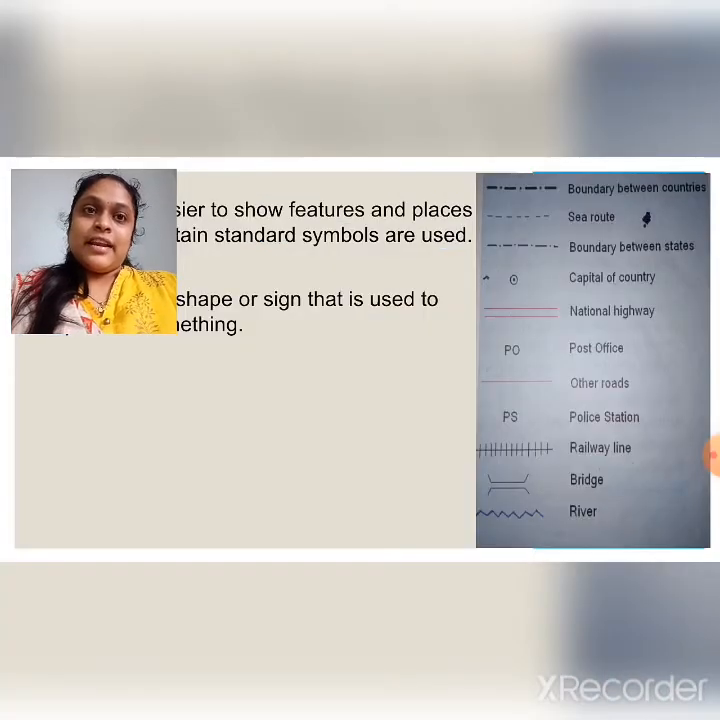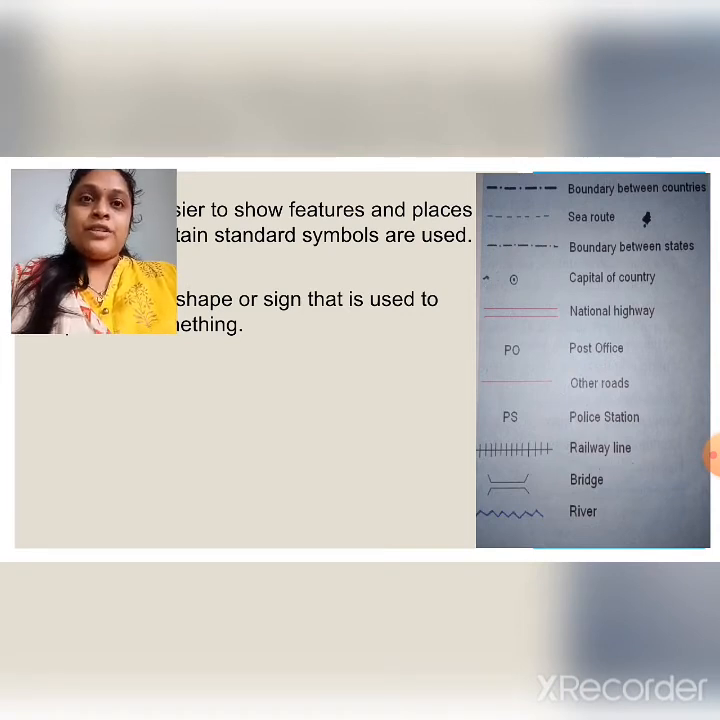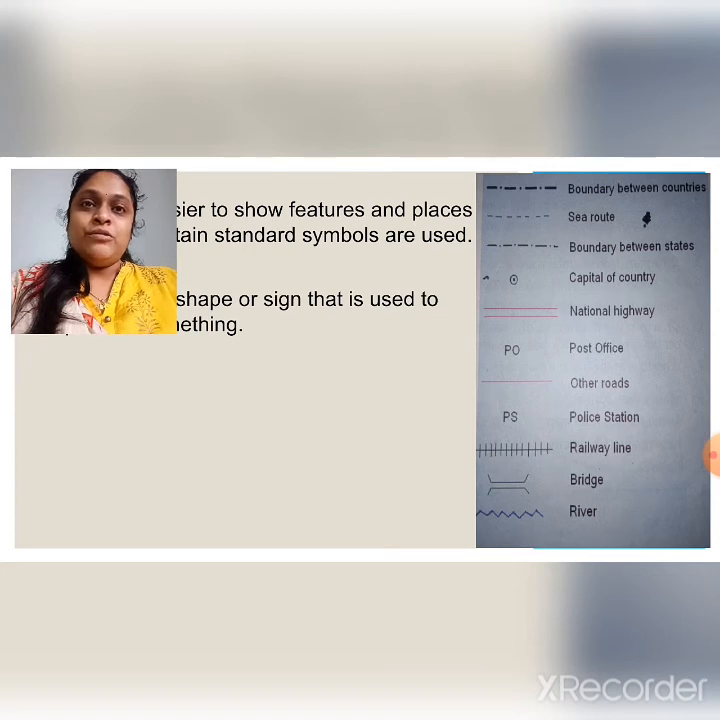The next and last one is symbols. Why should we use symbols? It is easier for us to show features and places of different things by using standard symbols. For example, if you want to show a river, you can show the symbol of a river like that. Everywhere on the map, it is not possible for us to draw a river, or to write river or capital. So instead, we use these symbols so that it is easier to understand the map. What is a symbol? A symbol is a shape or sign that is used to represent something.